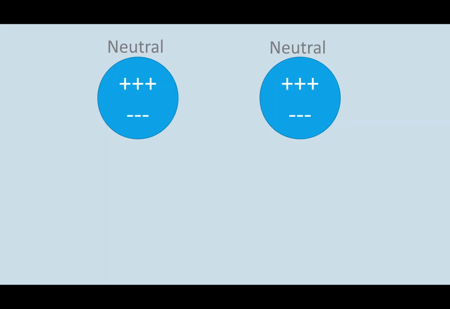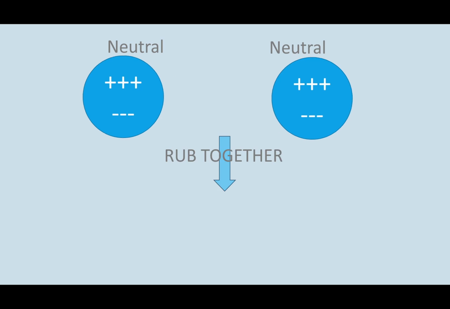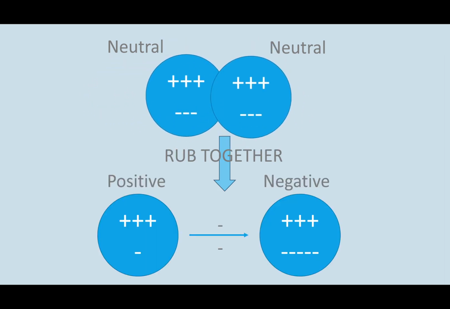If we have two neutral objects, they have the same number of protons, or positive charges, and negative charges. If we rub these two objects together, one will become positive and one will become negative. The one on the right is negative because it has a stronger affinity for electrons, so it's going to pull the electrons from the other object on the left, causing the one on the right to have more electrons. That makes it negative. The one on the left, because it lost electrons, is going to become positive.